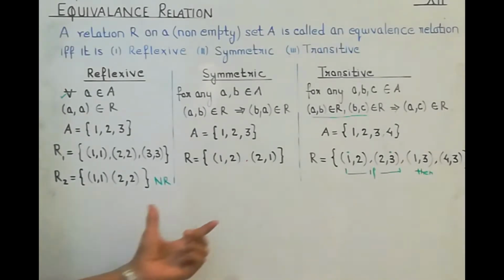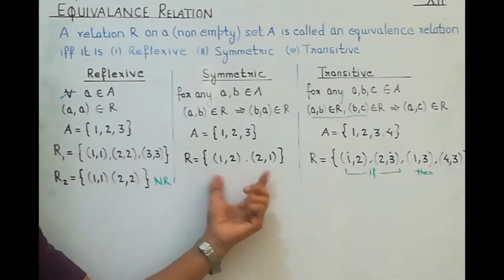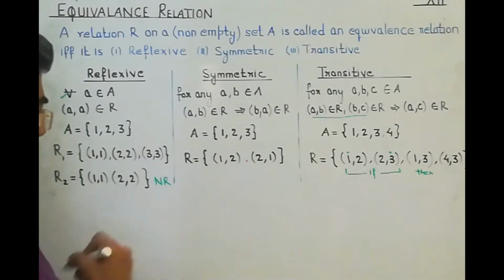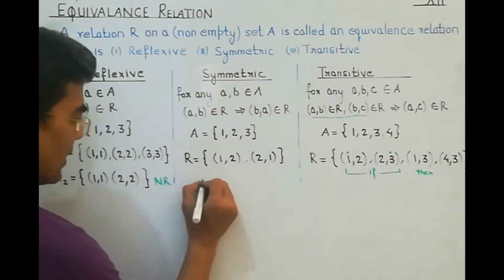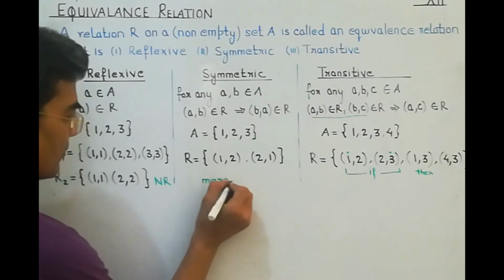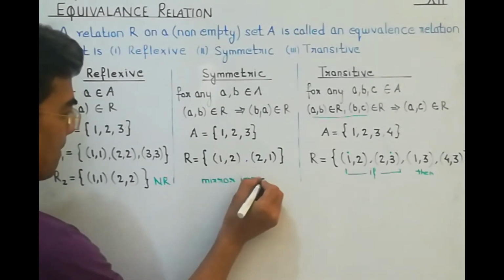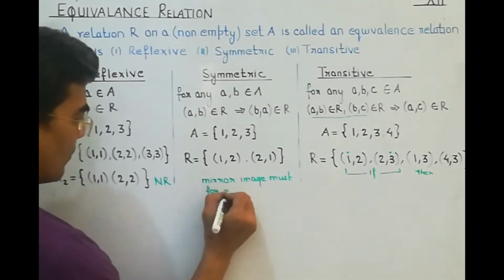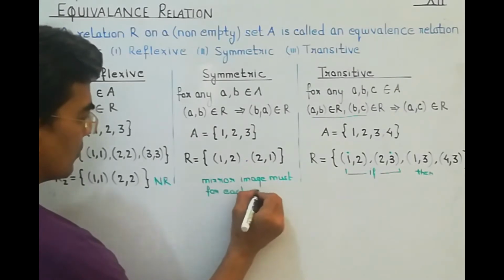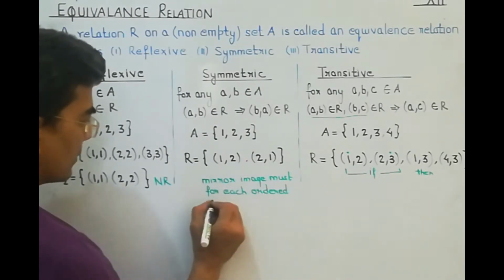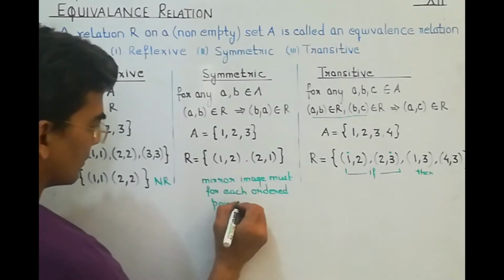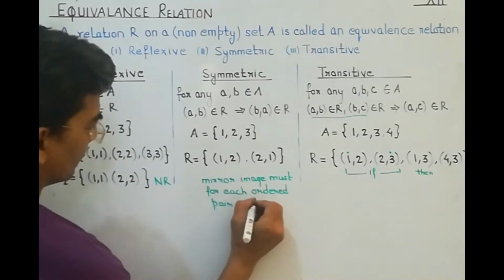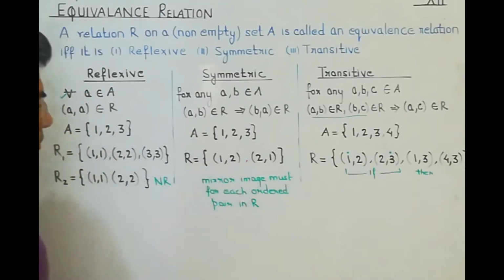Here, every ordered pair should have a mirror image, and in this case we say if (a, b) then (b, a), both should be present. Here we say mirror image is a must for each ordered pair obtained in R.